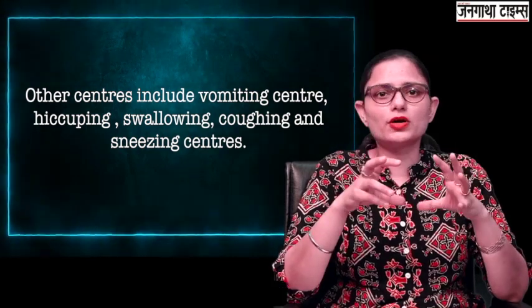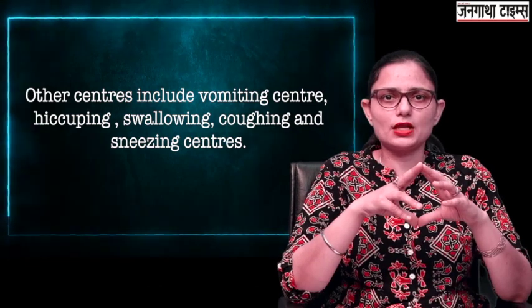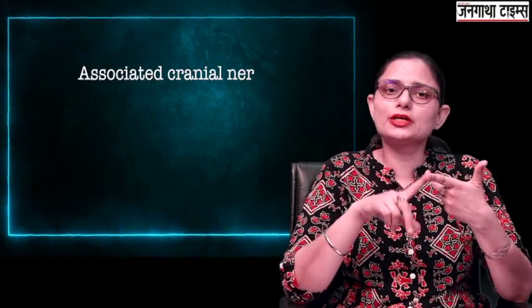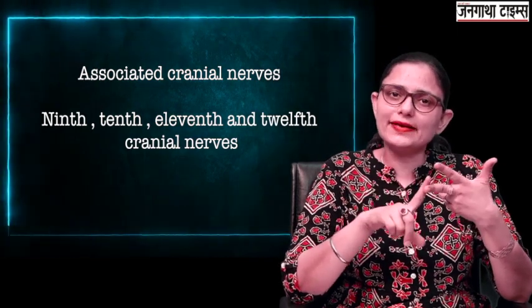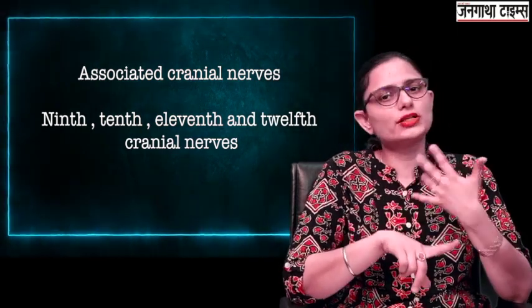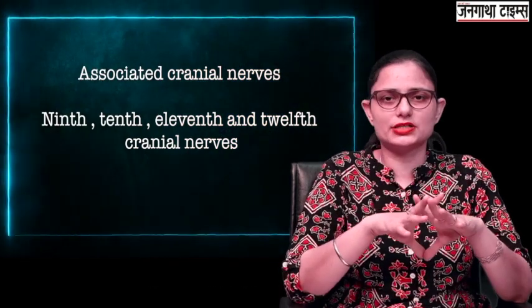So this medulla oblongata is a very important part of the brainstem. And the nerves which emerge from the medulla oblongata are the 9th cranial nerve, 10th, 11th and 12th cranial nerve. So this is about the third part of the brain, that is the brainstem.